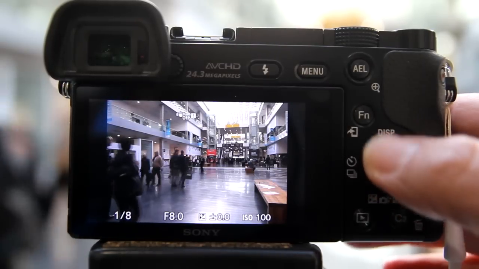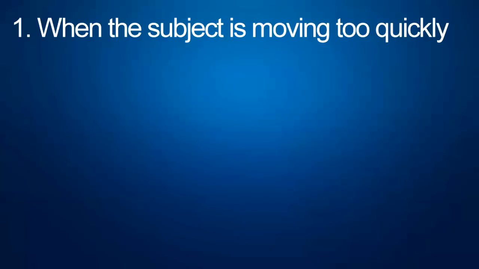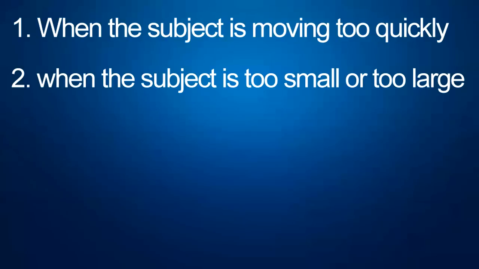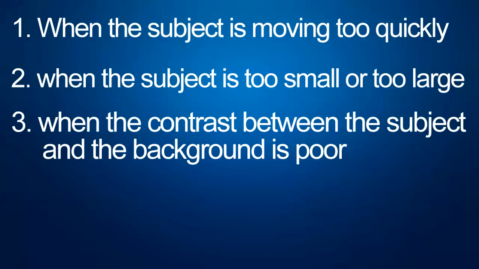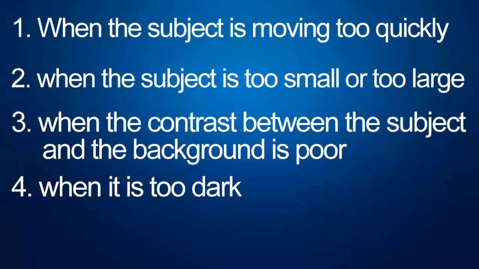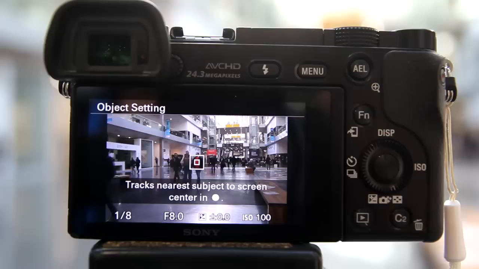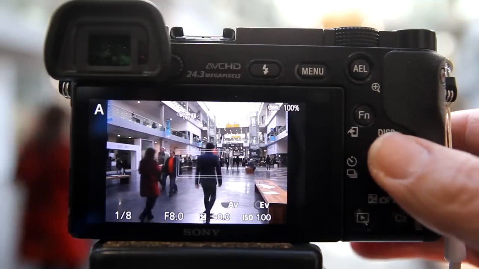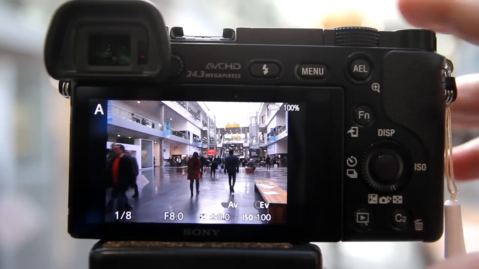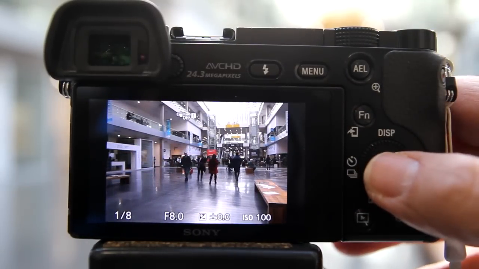Those situations are when the subject is moving too quickly, when the subject is too small or too large, when the contrast between the subject and the background is poor, when it is too dark, or when the ambient light changes. Okay, I'm going to try again. Here is an example when the subjects were moving too fast.